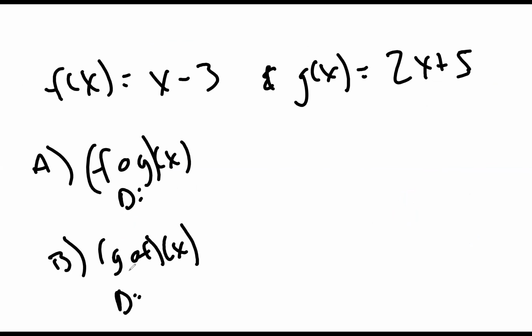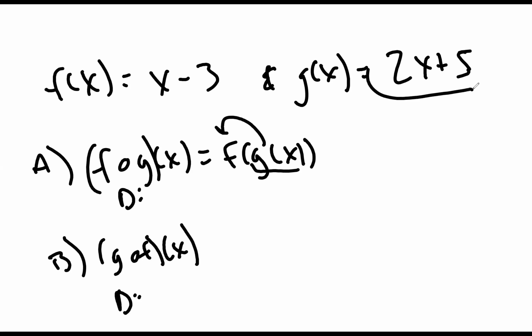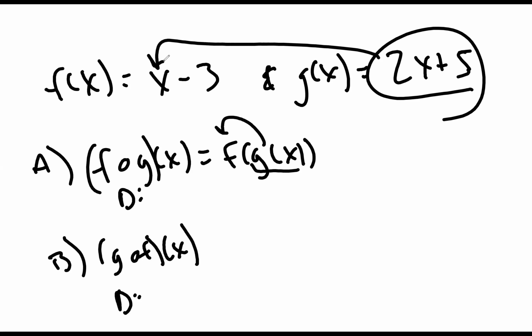Okay, so the first thing that I want to do any and all times is rewrite this, getting rid of the fog, remember? So this is going to be f of g of x. And so what that means is I'm going to take g of x and I'm going to put it into f. So I'm going to take this and put it right here. This x is going to be gone. So I'm going to have 2x plus 5, that's my x value, so to speak, and then minus 3.